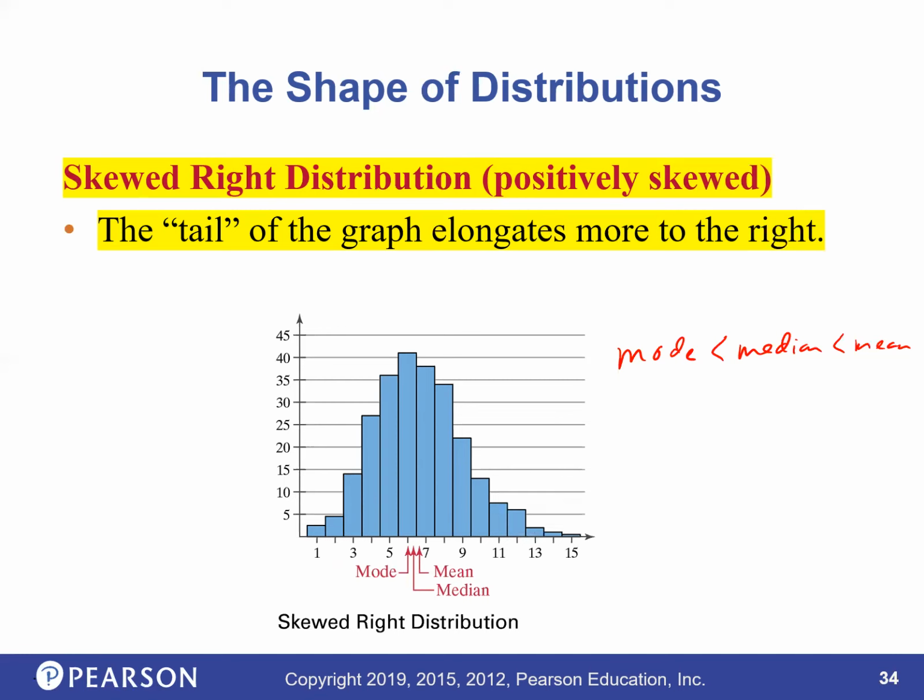towards the right, and the exact opposite thing is happening. So the mode is the first one. The median is slightly shifted to the right from the mode. And the mean is slightly shifted to the right of the median. Again, we'll really pick this back up in chapter 6.